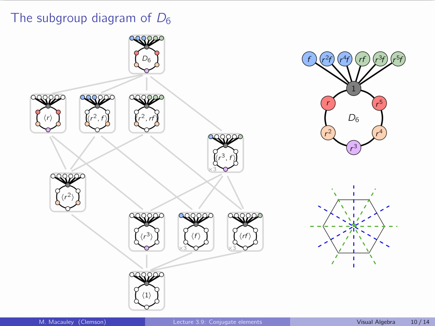Here is the subgroup diagram of D6. Remember, the subgroup diagram is formed by taking the subgroup lattice and collapsing the conjugacy classes into single nodes. So we have 3 conjugacy classes here that have size bigger than 1.